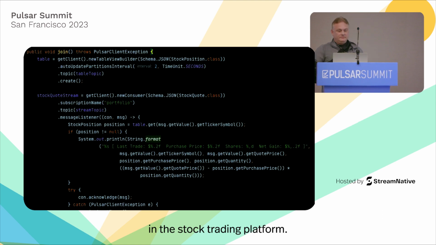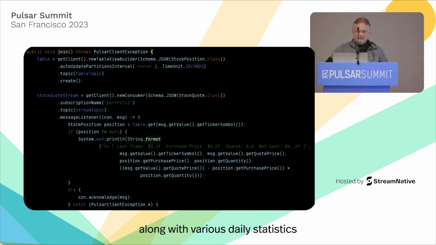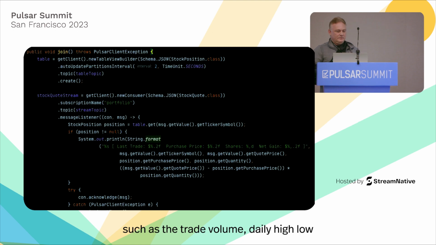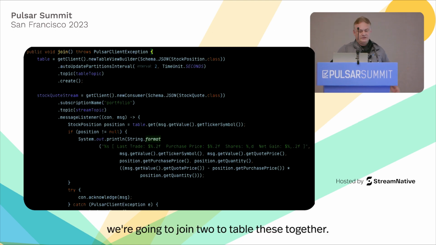In the stock trading platform, you provide the user with a summary page that combines their most recently quoted price along with various daily statistics, such as the trade volume, daily high, and low. So again, in this scenario, we're going to join two table views together.